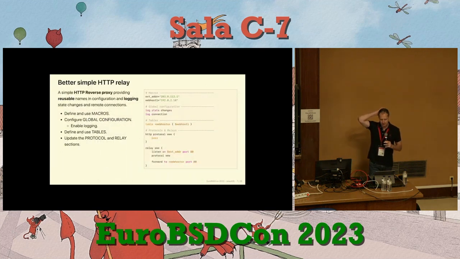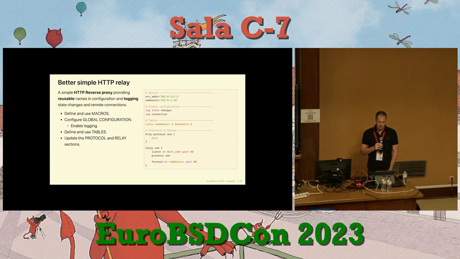What I call a better simple HTTP relay, we're using macros here. As in PF, we've got external address, which represents the public IP of our servers. We define a variable called web host, and we get the private IP for this. The idea is that it will be usable inside the rest of the configuration. We have basic logging information in this. Log state changes means that the log will tell you every time a backend server goes up and down.